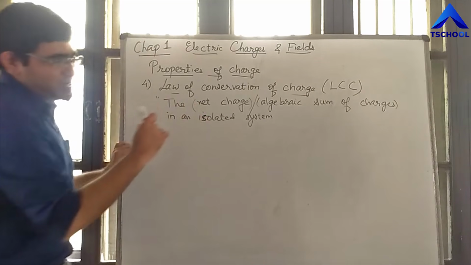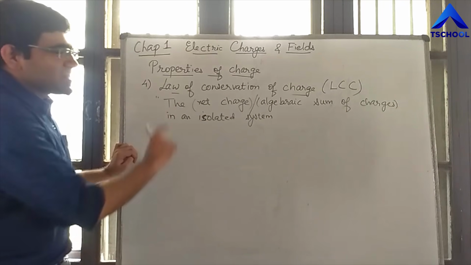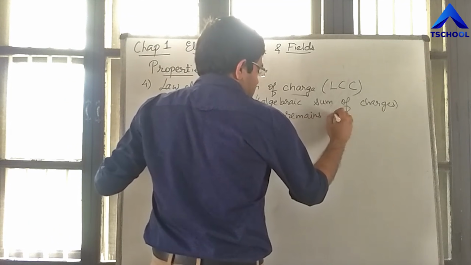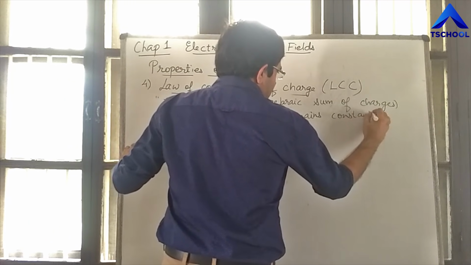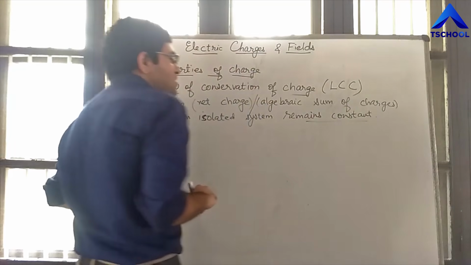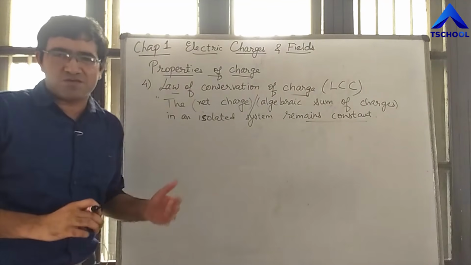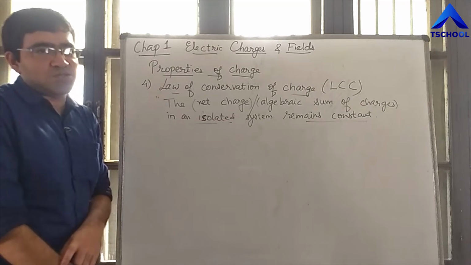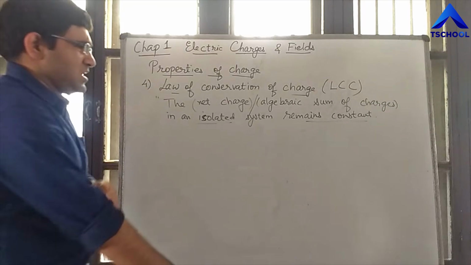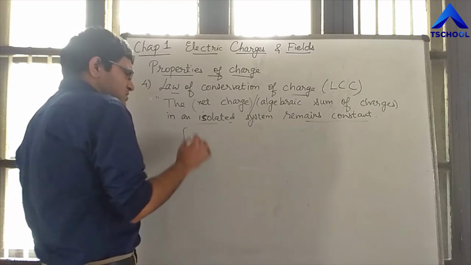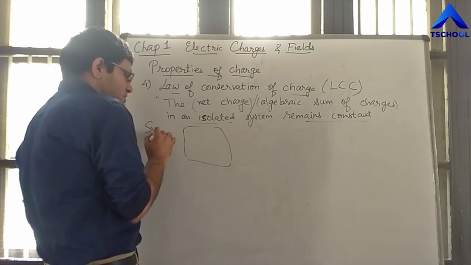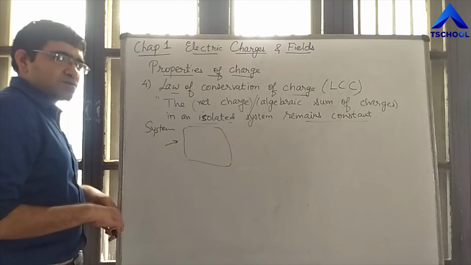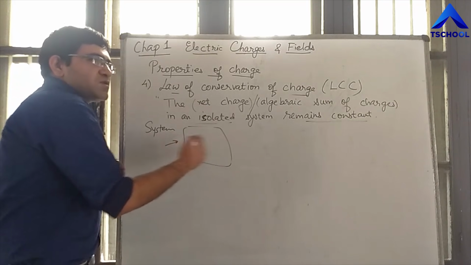So what we have is the net charge, or the algebraic sum of charges in an isolated system, remains constant or conserved, right? So that's typical of any conservation law. Something should remain constant, and typically again an isolated system. So what this means is, let's say somehow we have made some system, and these walls are such that they will make it isolated. That is, charges cannot flow in or out.